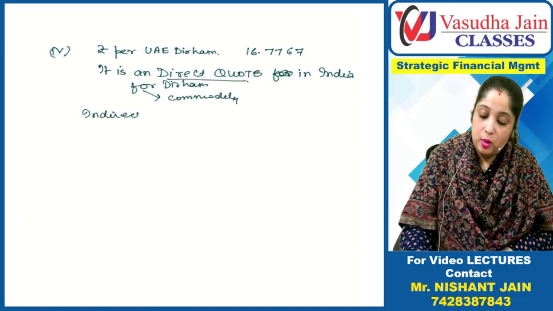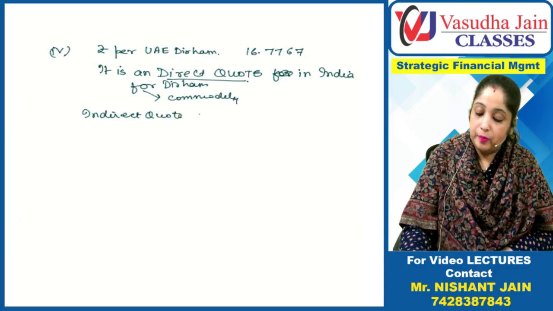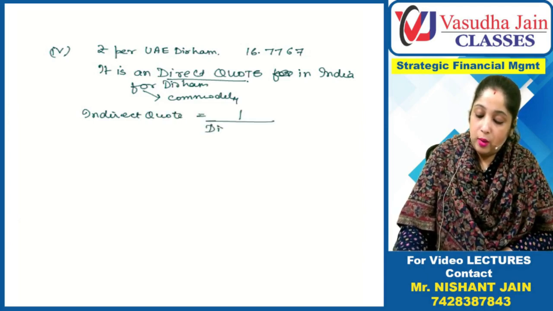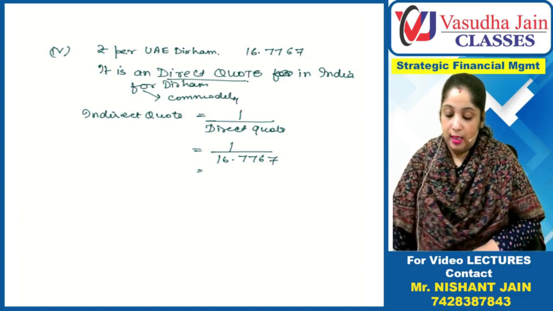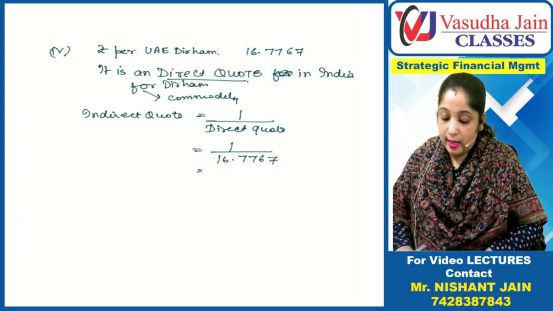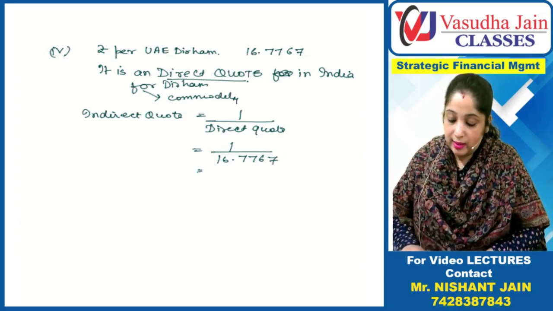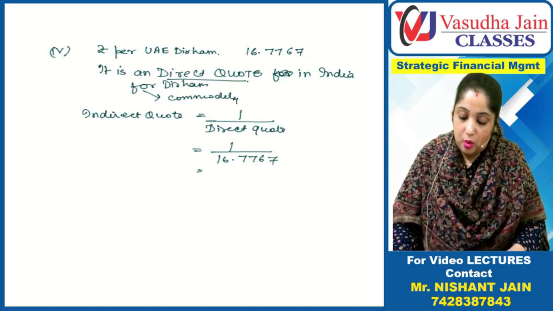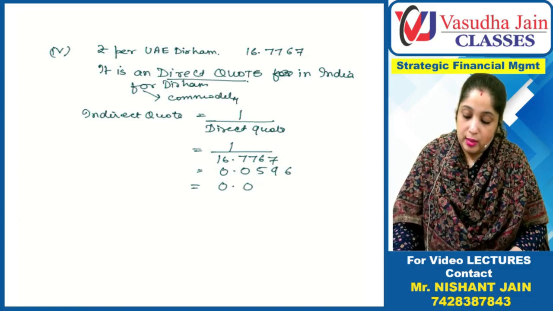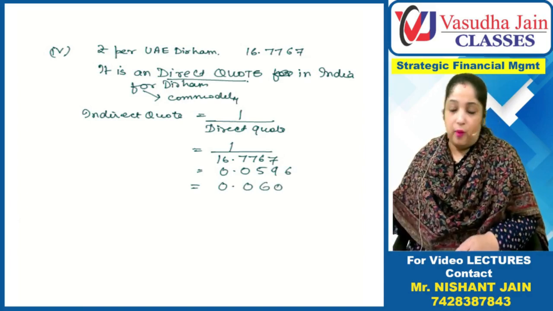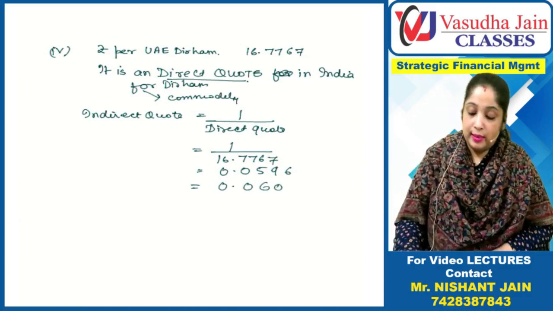Now indirect quote you have to find out because direct quote is given to us. So indirect quote is going to be what? 1 upon direct quote. So 1 upon 16.7767, it is coming out to be 0.0596, which is 0.060. You can round it off also. So this is indirect quote.